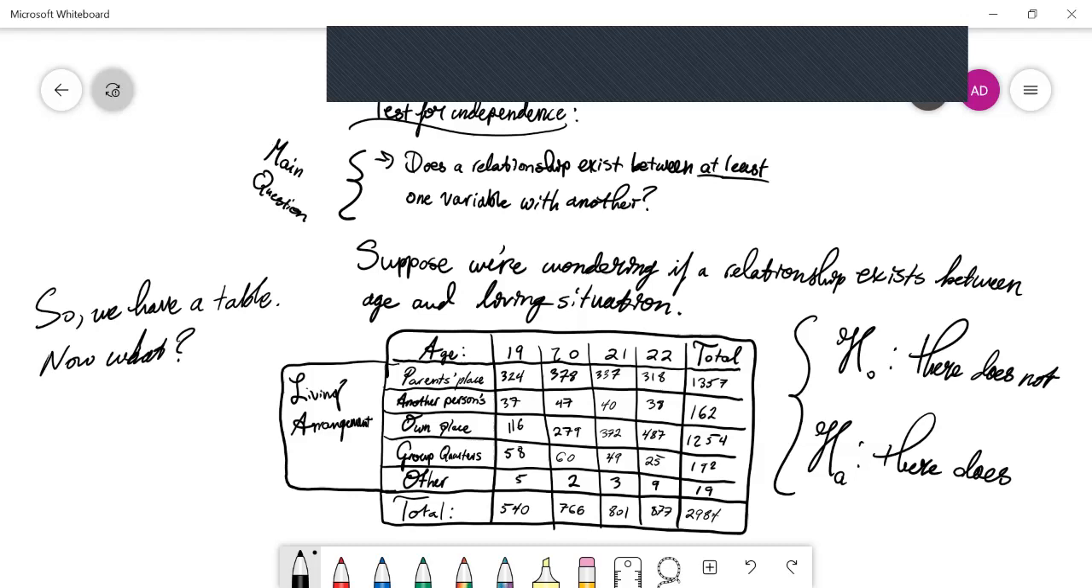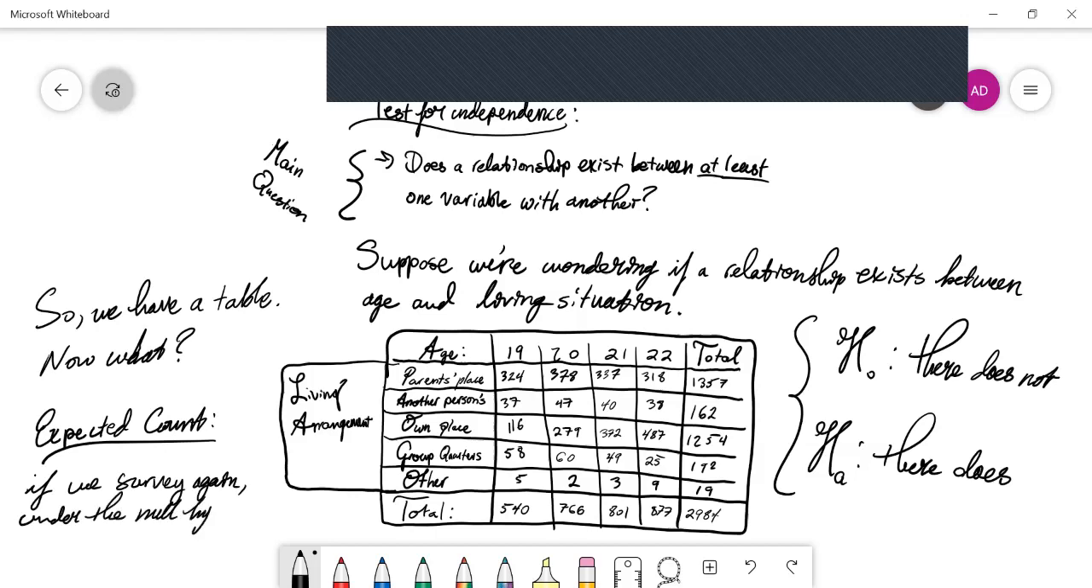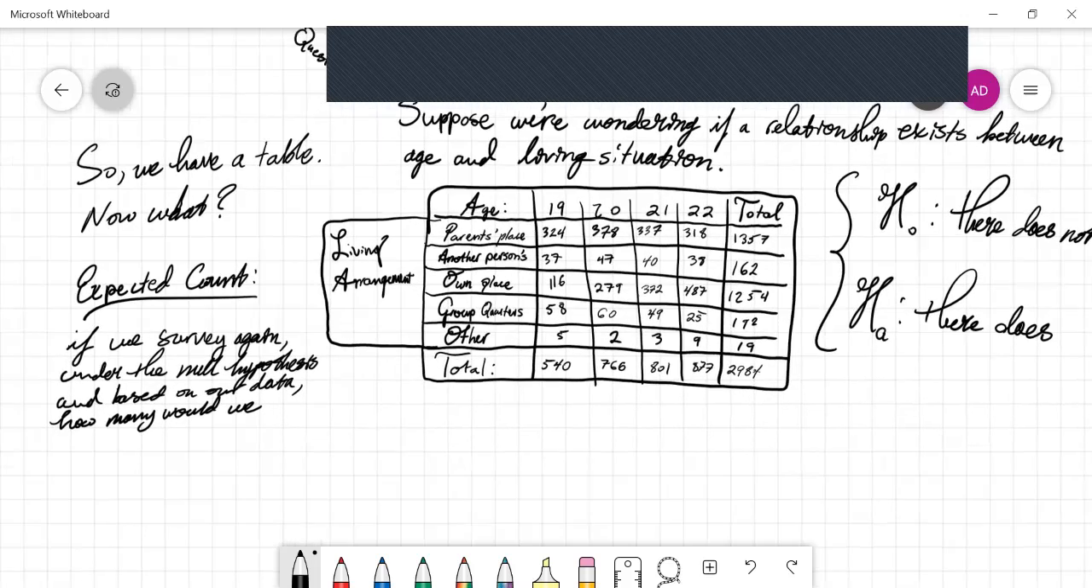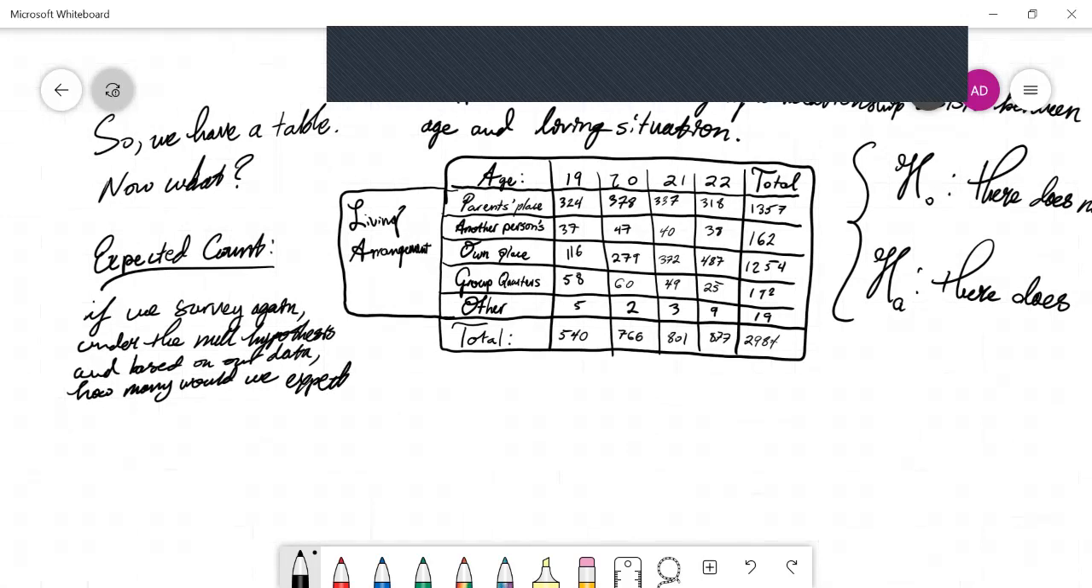So you can actually determine a theoretical expected count. The idea of an expected count is if we survey again, under the null hypothesis, and based on this data, how many would we expect in each cell? Recall that one little square here is a cell, okay?